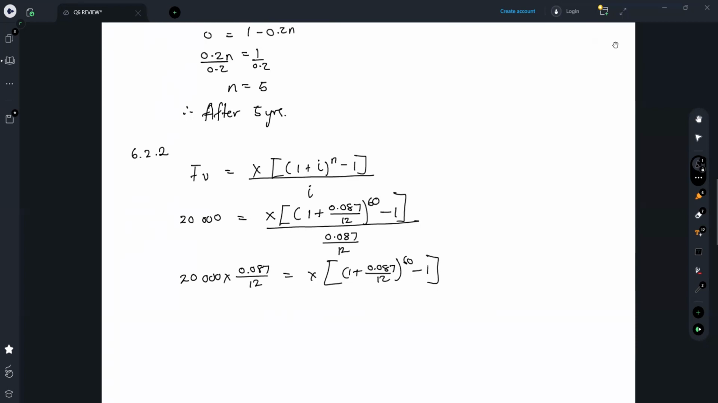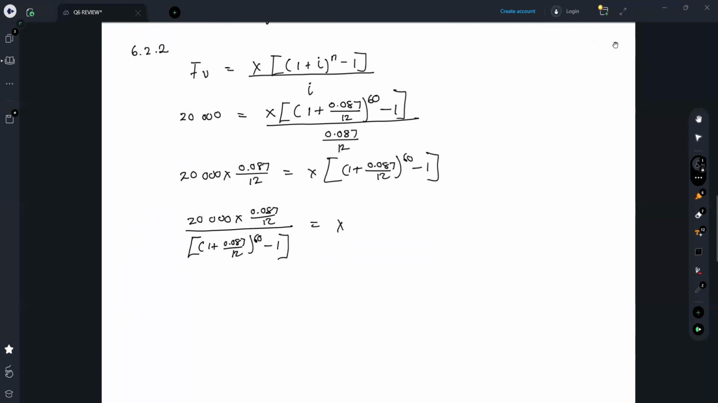So let's divide both sides, and you'll see that what you're going to get is 20 grand times 0.087 over 12, all over that bracket there, which is 1 plus 0.087 over 12 to the power 60, minus 1, close. And this will give us the value of X.